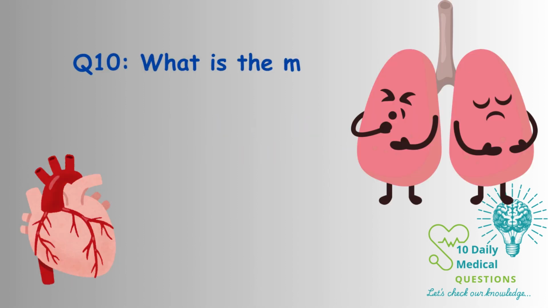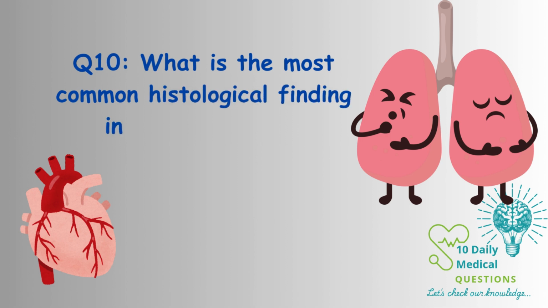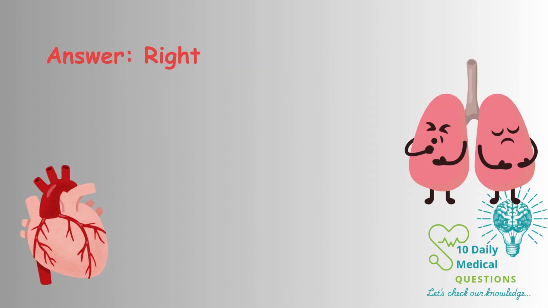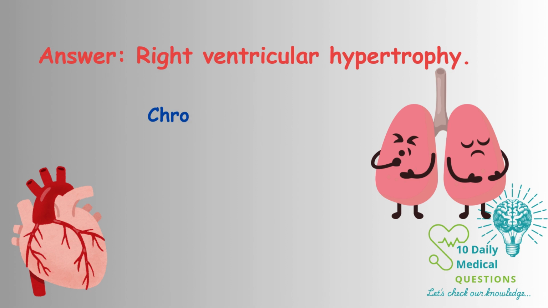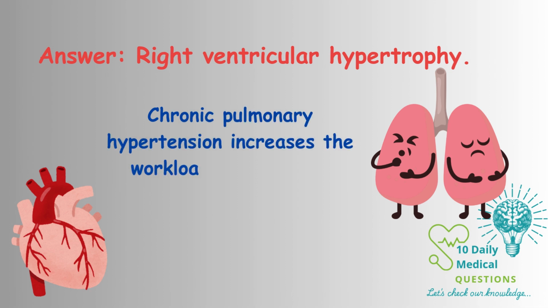Question 10. What is the most common histological finding in cor pulmonale? Answer: right ventricular hypertrophy. Chronic pulmonary hypertension increases the workload of the right ventricle.